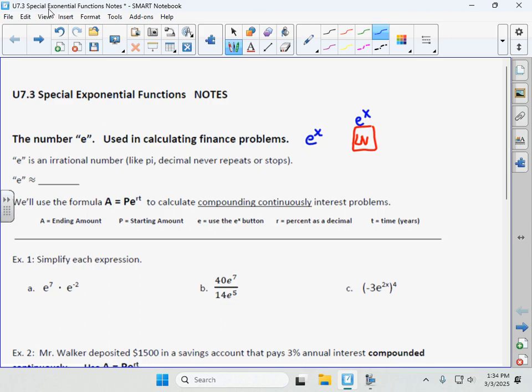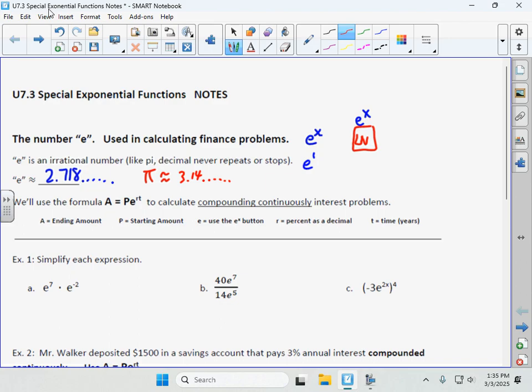If we want to know what e actually represents as a decimal, you're going to put in e to the first power. If you put e to the first power in the calculator, it's approximately 2.718, and it'll just keep going on forever. Just like pi, whose symbol is pi and whose approximation is 3.14, it's a decimal that goes on forever. So we're using the symbol e, and again, it's approximately 2.718.